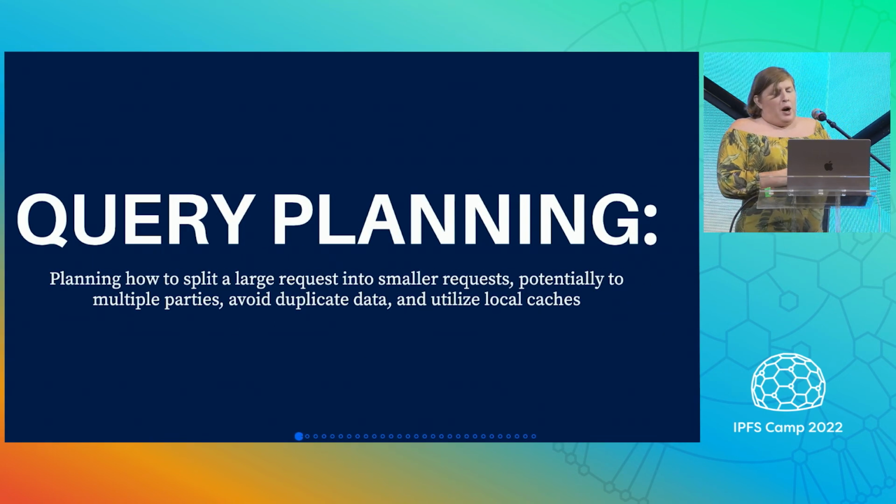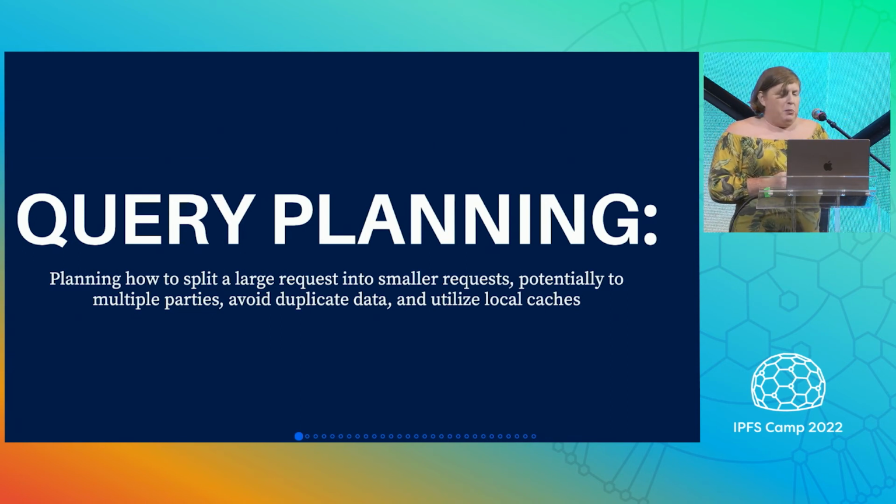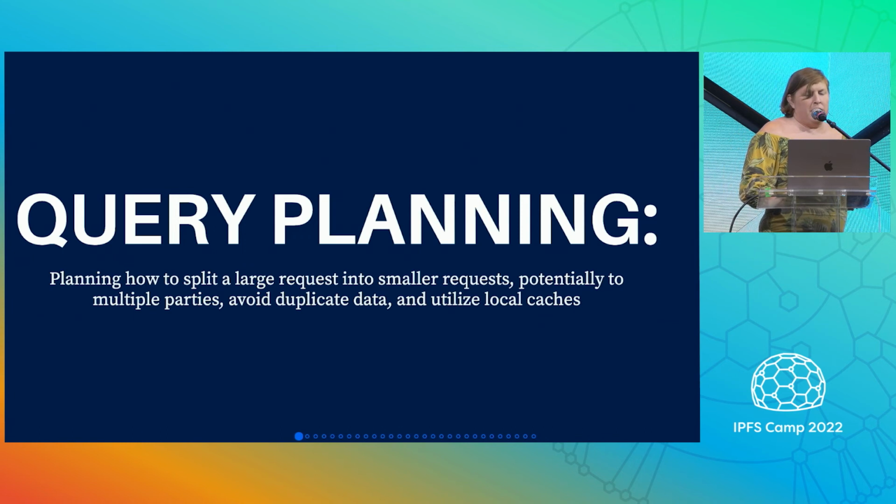The next thing you want to do is think about how you make content address transfer requests. Implementations should think about how to get the data fast, right? This is what we care about. And it should figure out how to split a large request into smaller requests across multiple parties, ideally avoiding duplicate data and using maybe locally cached data.